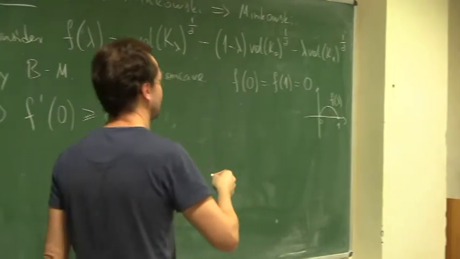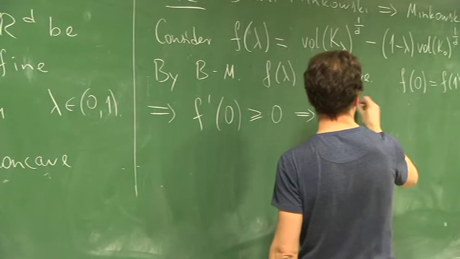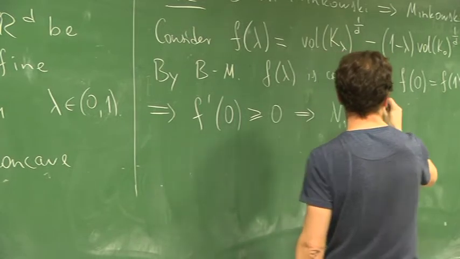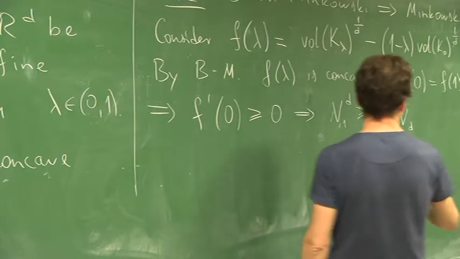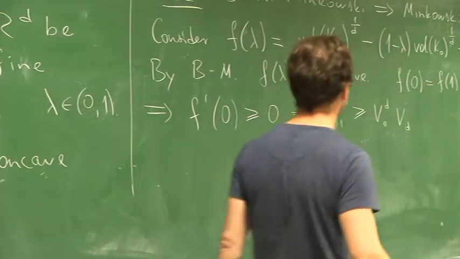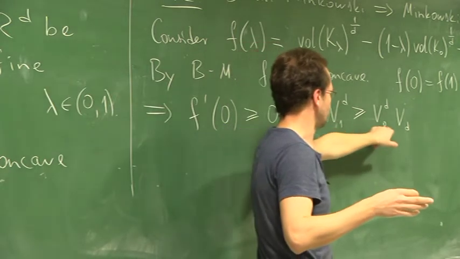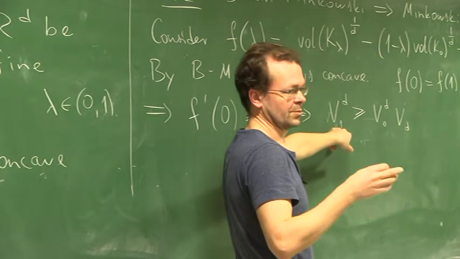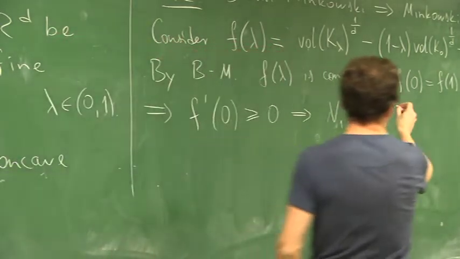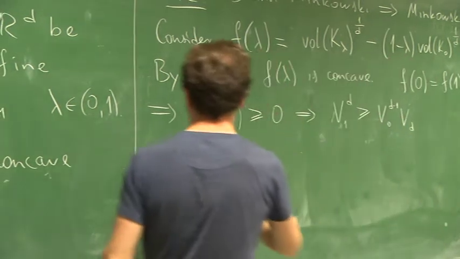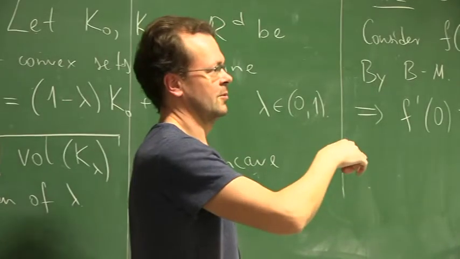So which was the area of the boundary. Well, no, that was not the area of the boundary. It was the isoperimetric one, but there was this V1 to the power d is bigger or equal than V0 to the power d times Vd. So Vd is the volume. These are the mixed volumes of K0 and K1, and the index shows how much of K1 is mixed in this mixed volume. But here's the power d minus 1.